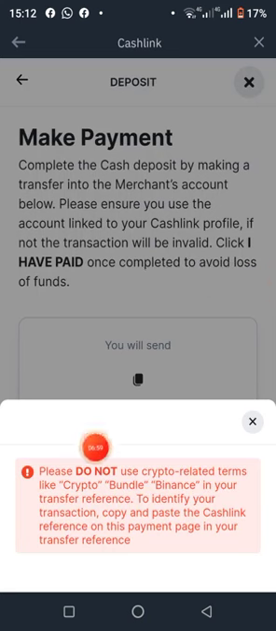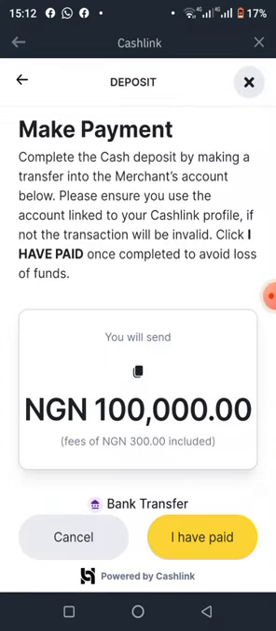So you see, they say please do not use crypto related term or crypto bundle or Binance in your transfer reference. So you don't need to put any description as crypto, Binance or anything. You can just put your name there, or leave it blank. Now, so cancel. Now you will send 100,000. So when you send 100,000, you will be credited 99,700.